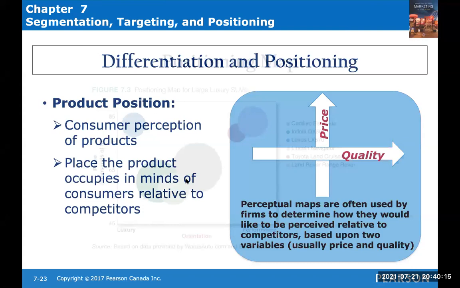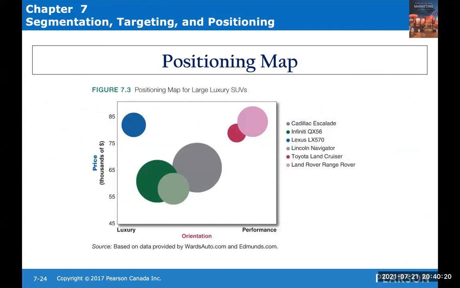And here's an example of a positioning map where we have several brands. We have Cadillac, Infiniti, Lexus, Lincoln, Toyota, Land Rover. What can you see if we look at, is this the X or the Y axis? The horizontal line, is it the X axis? And this is the X axis. That's right. All right, so the Y axis is speaking to the perception of price by the thousands, right? And the x-axis is speaking to what they think about in terms of luxury, performance, and so forth.